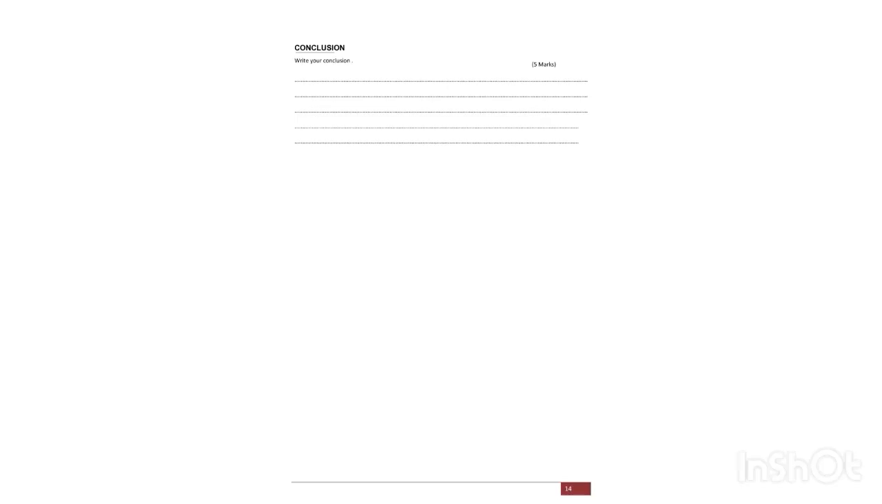So, as a conclusion, in this experiment, the operation and the usage of test equipment such as analog multimeter, digital multimeter, oscilloscope, and function generator were successfully studied.